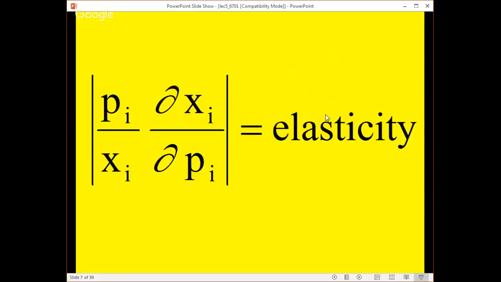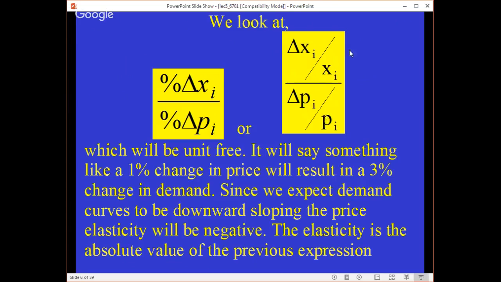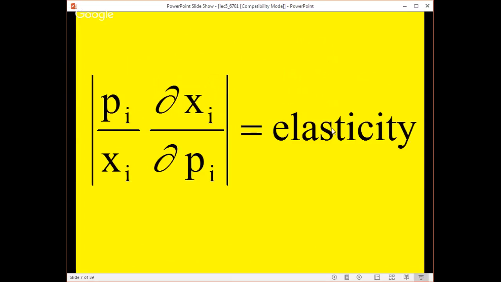And basically, I just take this right here and rewrite it. I bring the Pi up top, the Xi to the bottom, so I get the change in Xi over the change in Pi times Xi over Pi. And that's what I have here. I have Pi over Xi times the slope, the partial of Xi with respect to Pi.